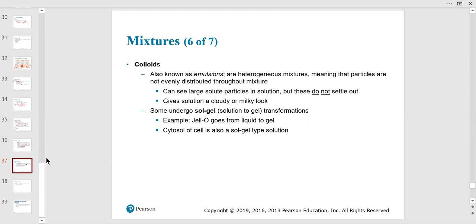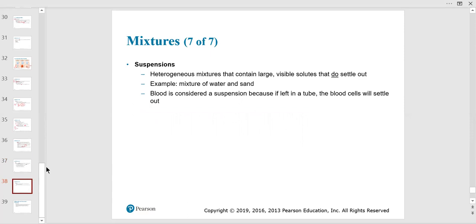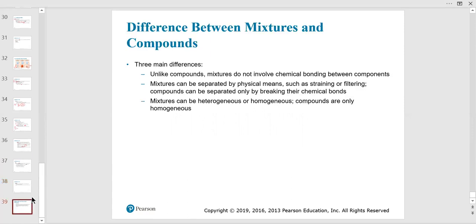Again, we're not going to talk much about colloids. We may talk about emulsifying, but not even this semester. We'll talk about that in A&P 2. Suspension, though, you should know. Blood is a suspension after it's been spun out. I think you kind of get the mixture and all that stuff, right?